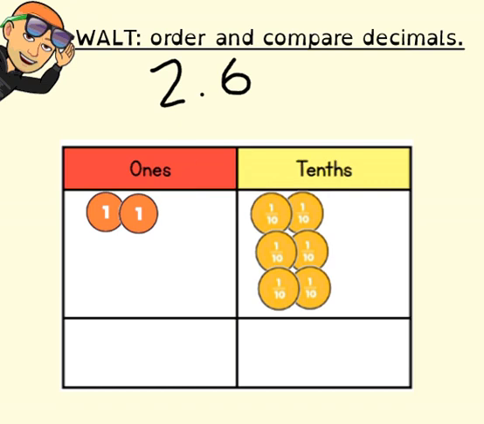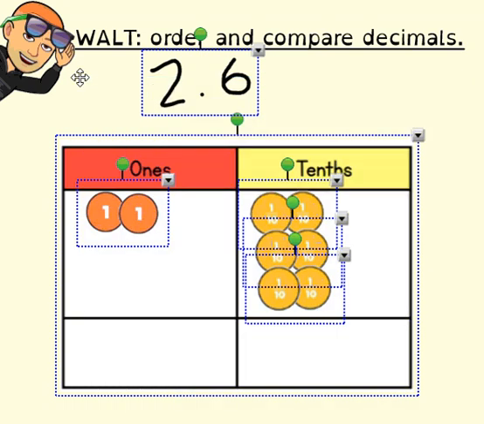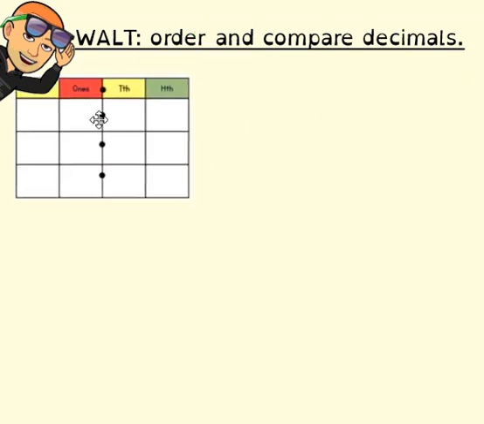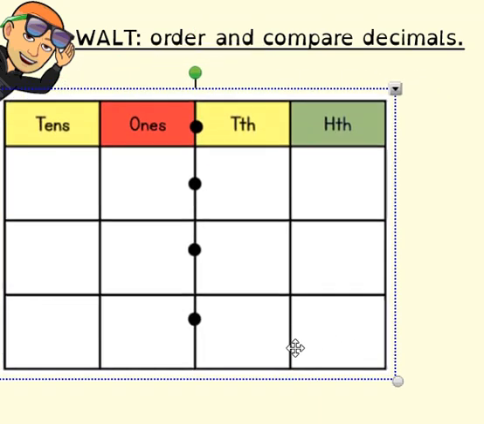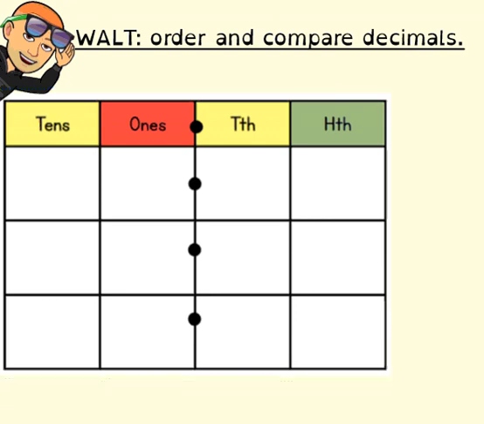Let's have a look at a few different numbers then. So let's have a look at a big place value grid. I'm going to write in some numbers at the side here. Let's have a look at the number 10.21. Let's have a look at 8.68 and the number 8.59.